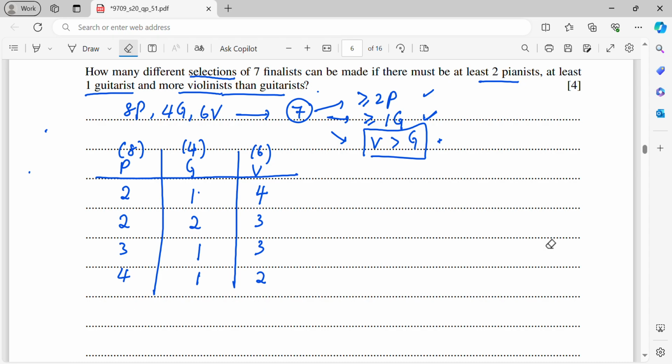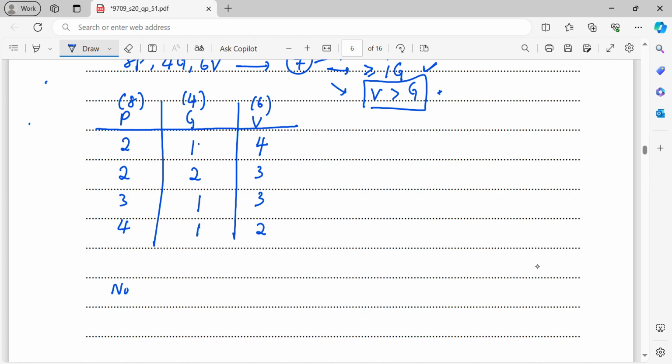Alright, so now since we need to get minimum 1G, it is impossible to get 5P. Because if 5P, then 1G, then 0V. Alright, so that's all for the combinations. Now I will just write down here my number of selections.